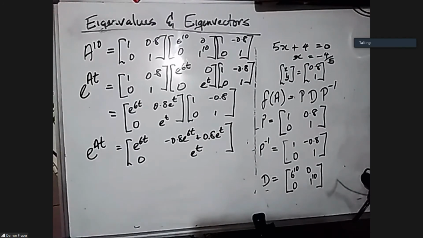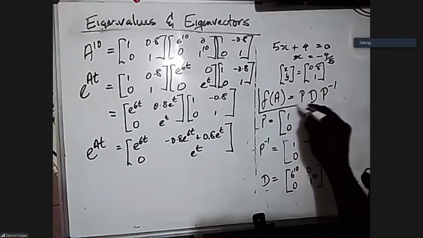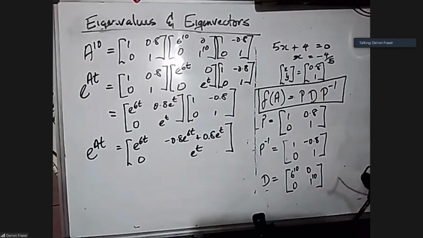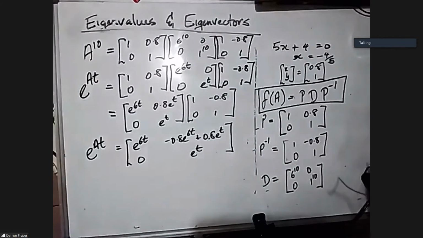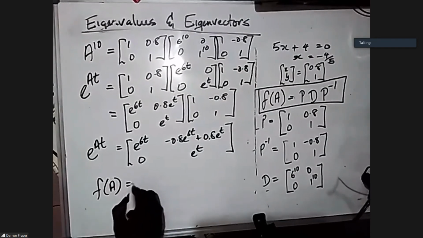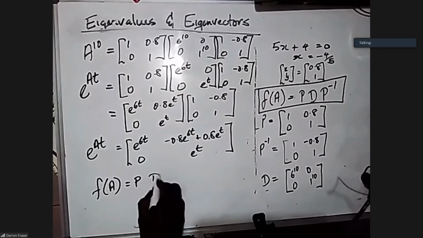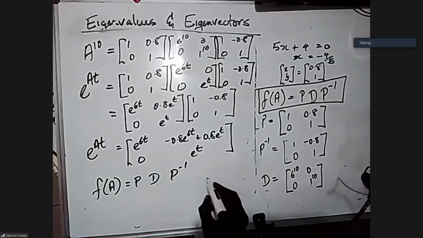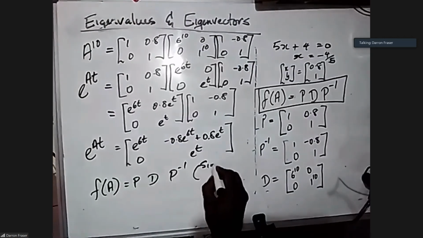So we can find any function of the matrix using this formula, which is called a similarity transform. So let me look this over here. F of A equals P D P inverse. It's called a similarity transform.